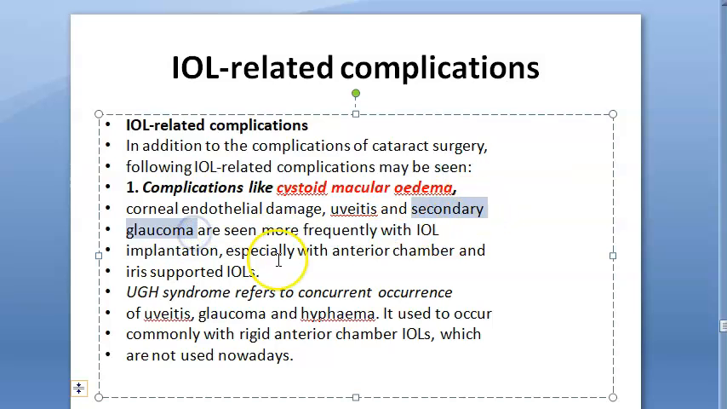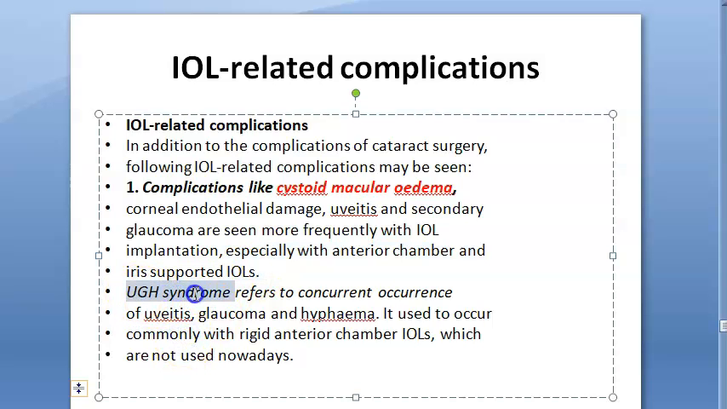Secondary glaucoma can be there because you're inserting something, so the pressure there can become more. Secondary glaucoma. So all these are seen, especially anterior chamber and iris supported IOLs will have more problems. Posterior chamber will have a little less problem, it looks like.